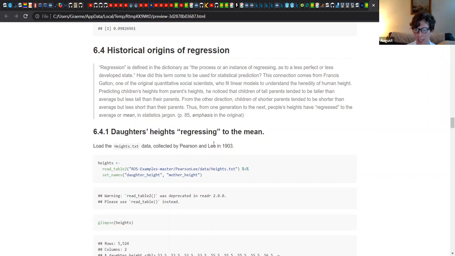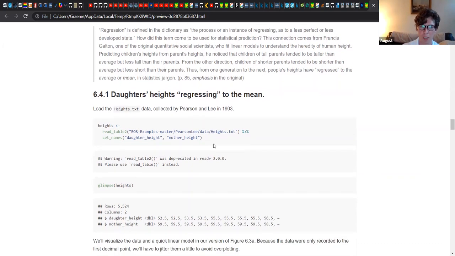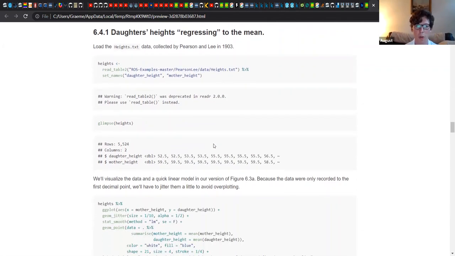Essentially, that's what it means. So if you are, for instance, performing really high in one exam compared to your peers, in your next exam you're likely to be closer to average, even if you're still higher in general. This goes into more detail later, but let's just talk about this quickly.